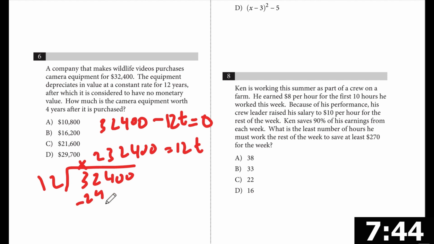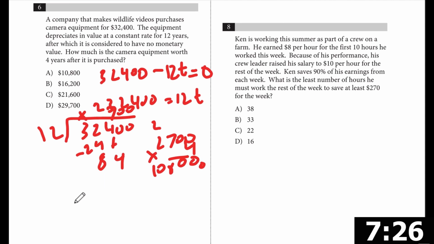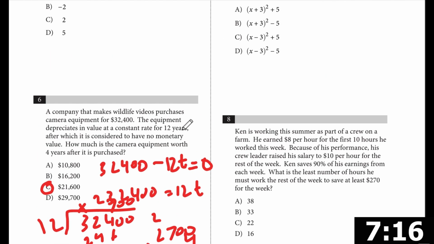Now this goes 2, 7, 0, 0. So this would be decreased by 2,700 each year. So we have to figure out after 4 years. So this would be 2,700 times 4, which is 10,800. So now I have 32,400 minus 10,800. This would be 21,600. So this would be C.